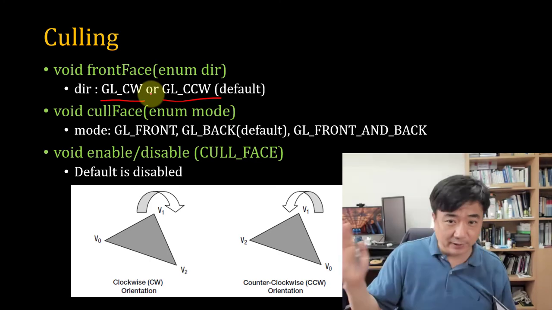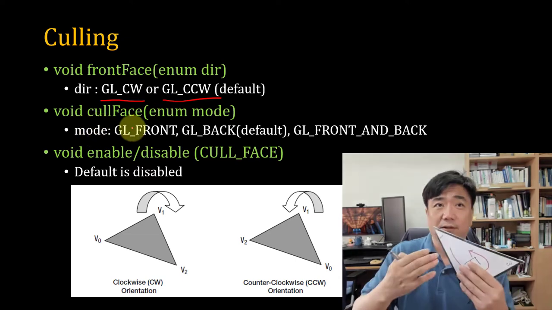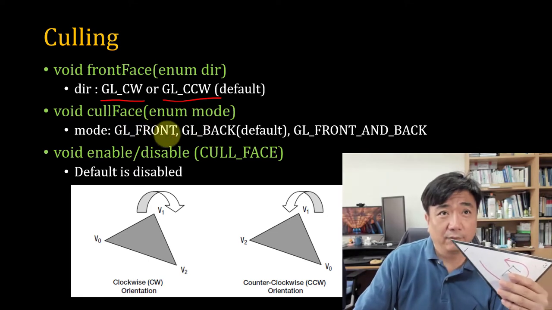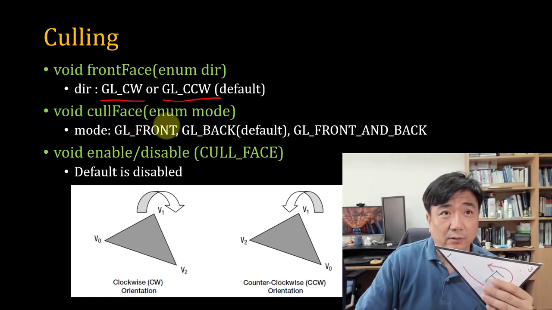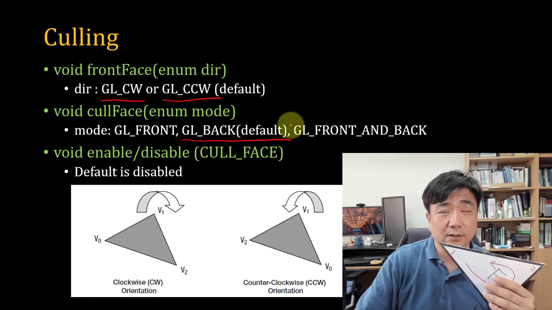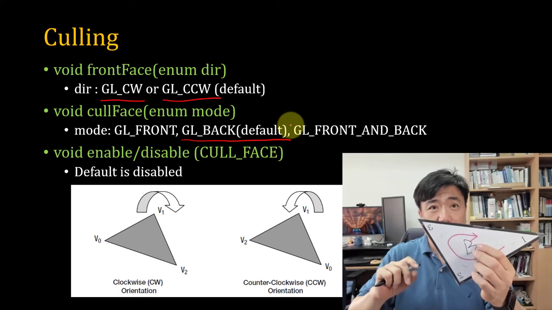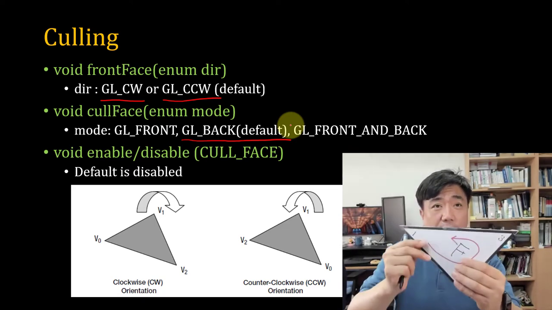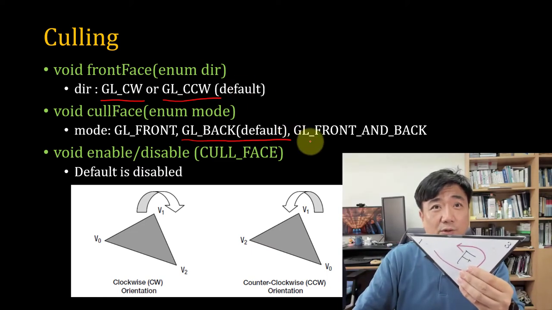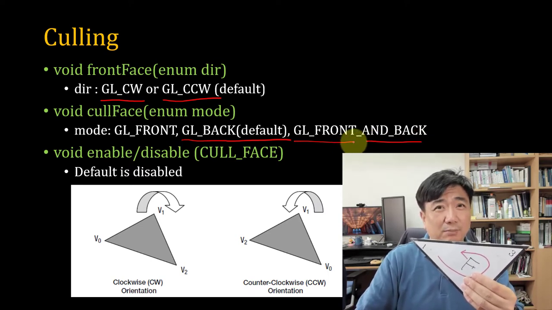Culling is removing, don't draw. The meaning of the word cull is to eliminate. So if we turn on cull face, then we can get the back face removed, so the back face will not be drawn and only the front face is drawn. We can also remove the front face and the back face together. I think that is a very useless thing, because it removes everything.